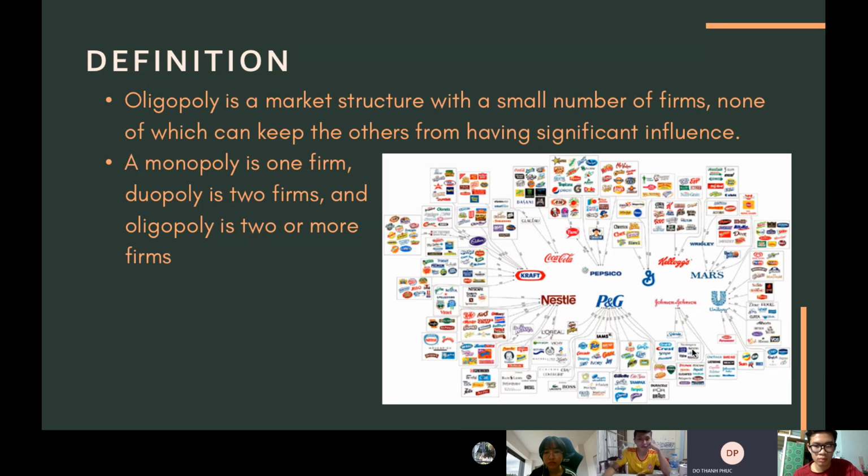An example that we can look up is Coca-Cola and Pepsi. They dominate the soda beverage sector, while a monopoly, for example in Vietnam, is the power line that is operated by the government. So that's the basic difference between oligopoly and monopoly. So to sum up, can we move to the next slide?